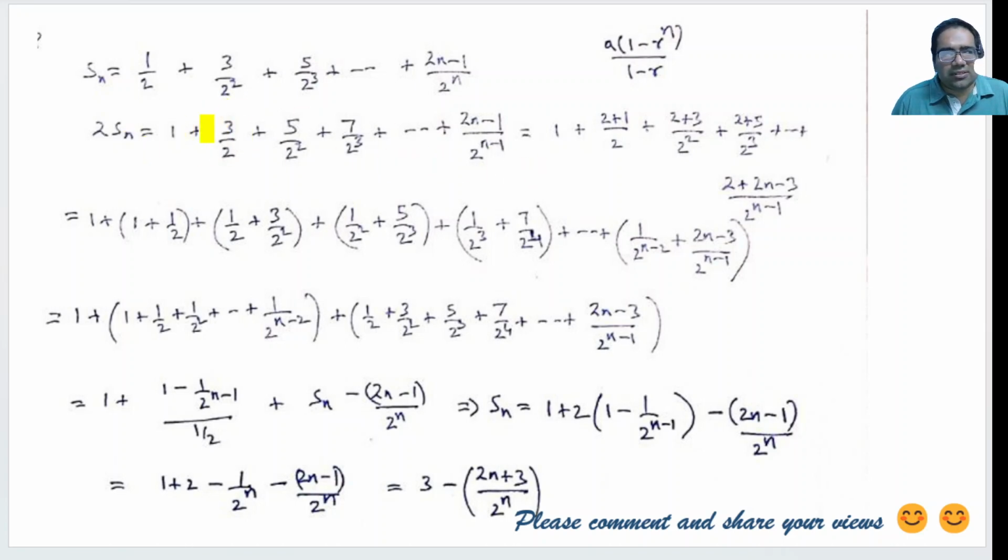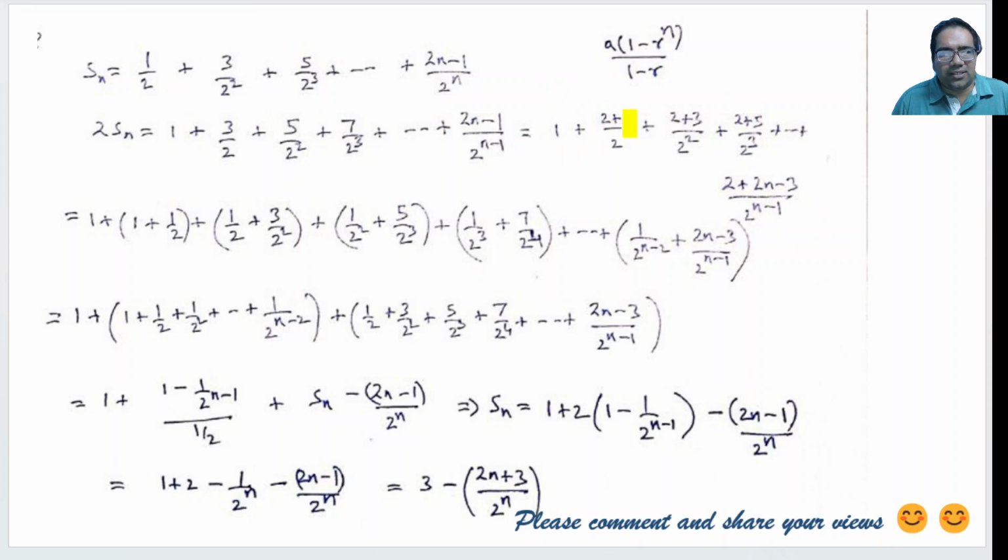Now all these terms, let's try to write in a slightly different way. This 3/2, we can write as (2+1)/2. 5/2², we can write as (2+3)/2², like this. 7/2³, we can write as (2+5)/2³. Everywhere, we want to remove 1, 2 and keep the remaining. 2n-1, we want to remove 1, 2 and keep the remaining. That is (2 + 2n-3)/2ⁿ⁻¹. We can write all of this like this.